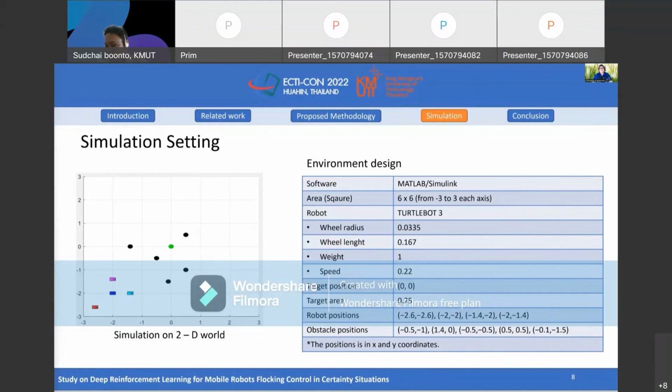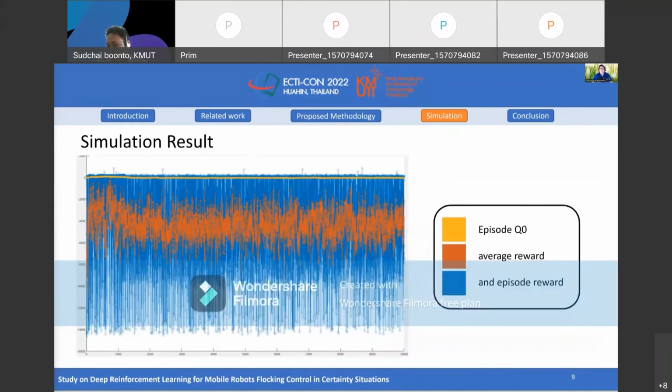The target position, target area, robot position, and obstacles are used in a certain situation. That is the same when it resets on the next episode. The positions of all are used in x and y coordinates. The results are from the pictures.